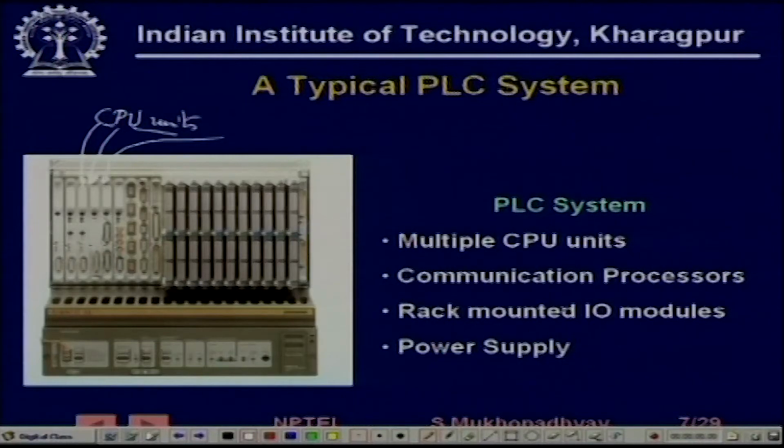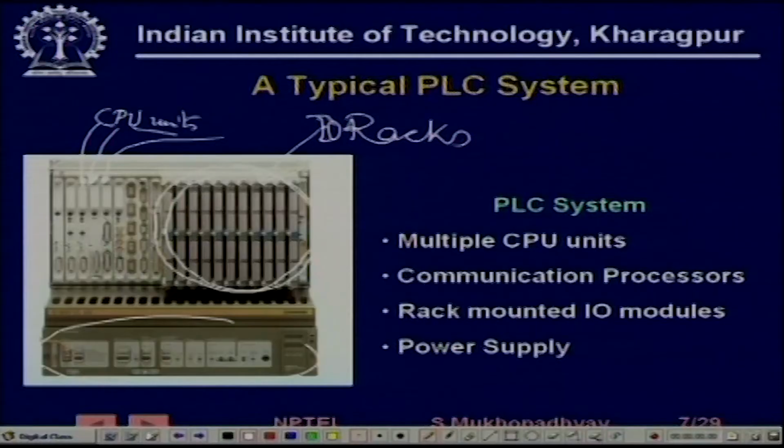There are a number of rack mounted IO modules. So, these are the rack mounted IO modules, IO racks. Each one of them will plug in one particular IO card which will interface a number of IO signals, and you have the power supply here, right. So, this is how it typically looks.